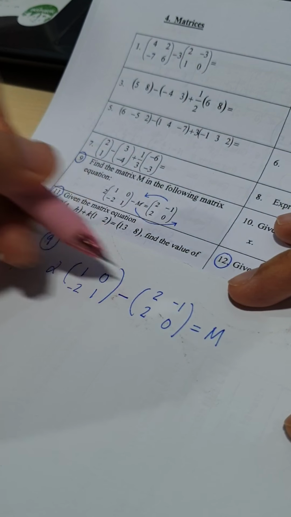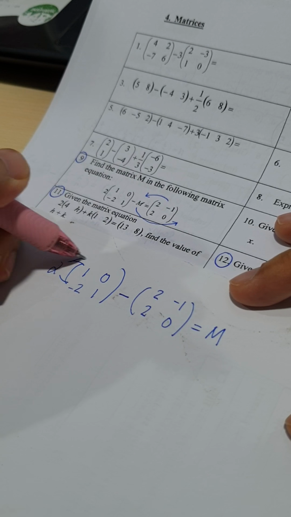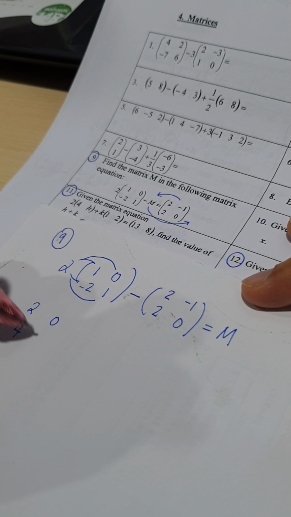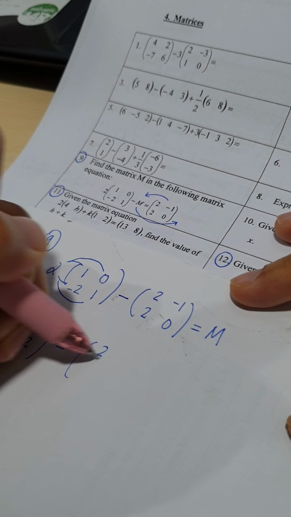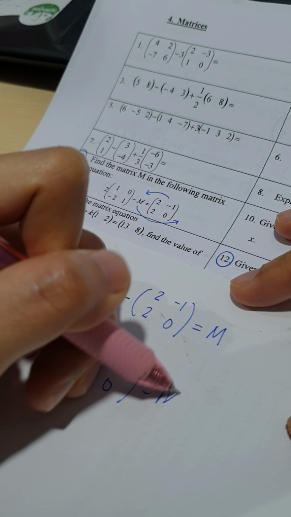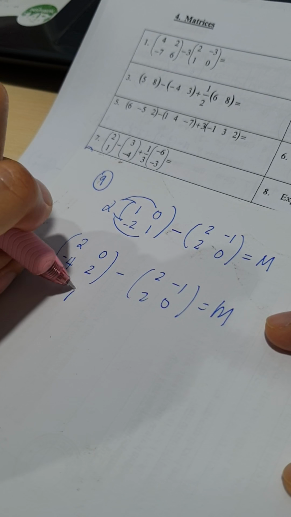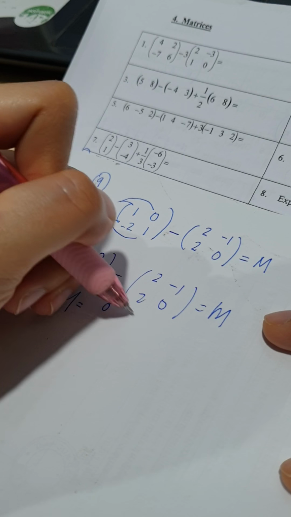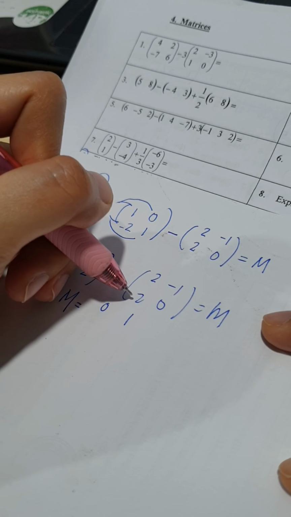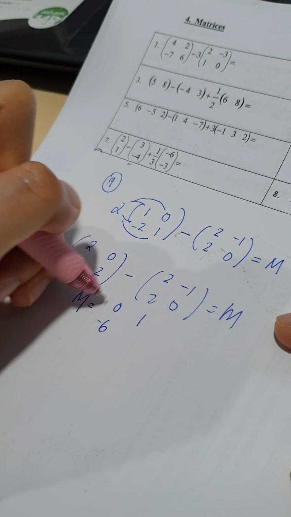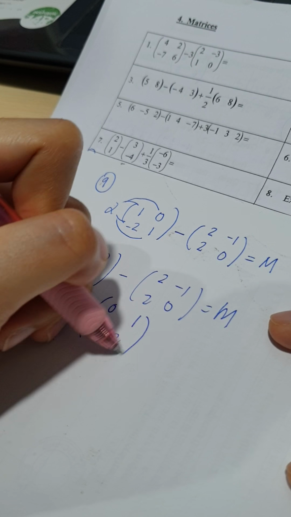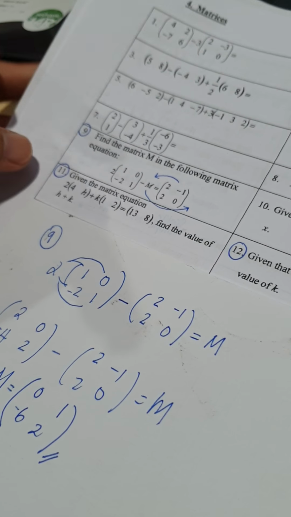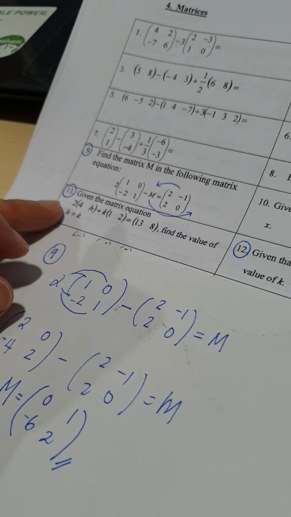Okay, now you find your M. How to find? Okay, do your scalar multiplication first. 2, negative 4 becomes 0, equals 2. Minus 2, 2, negative 1, 0 equals to M. Okay, what is your answer? Straight away. 2 minus 2, 0. 0 minus minus becomes 1. Negative 4 minus 2, negative 6. 2 minus 0, 2. This is your answer for M. Okay, 9 done.